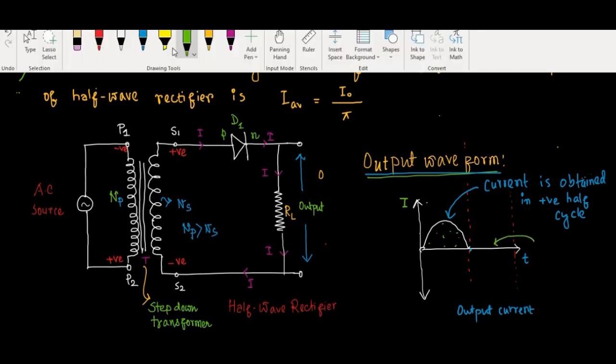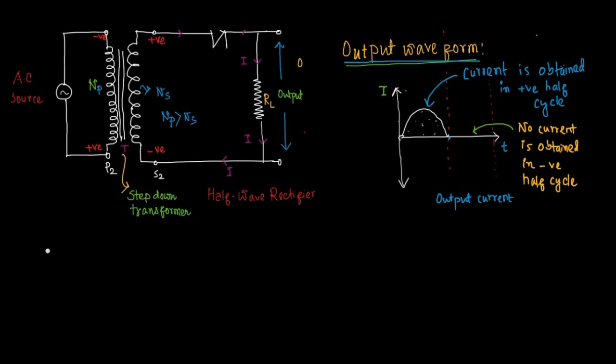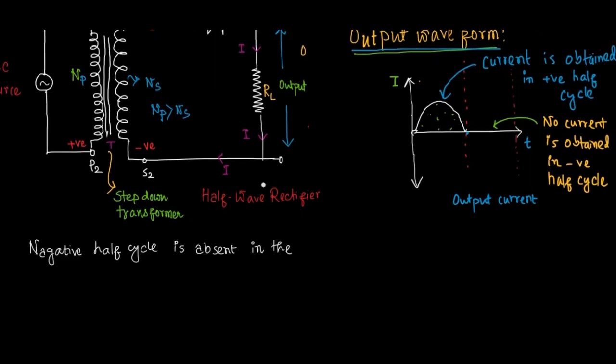Current is obtained across the load resistance RL during the positive half cycle, but no output, that is no current, is obtained at the output during the negative half cycle. The negative half cycle is absent in the output waveform of the half-wave rectifier.